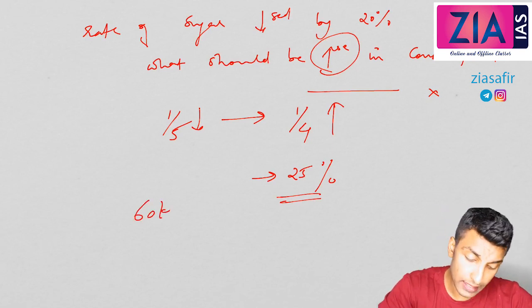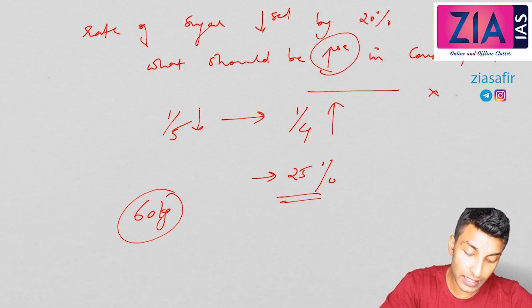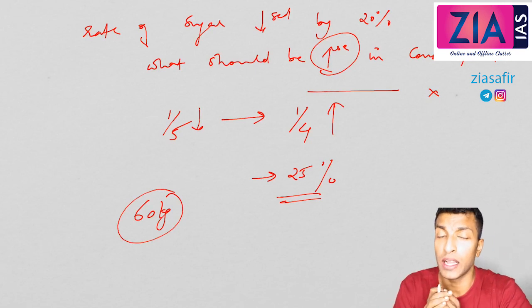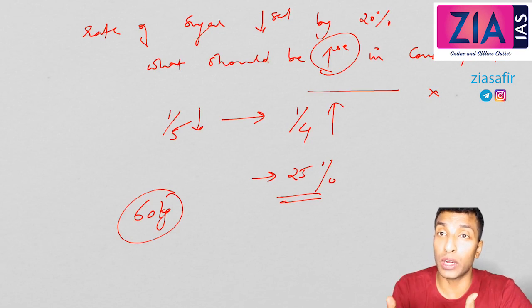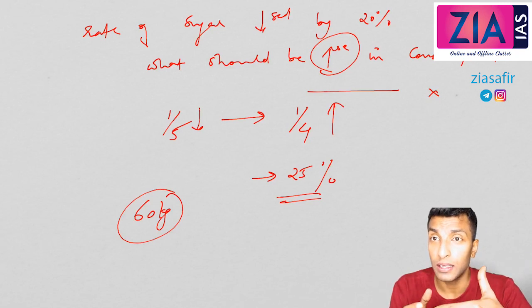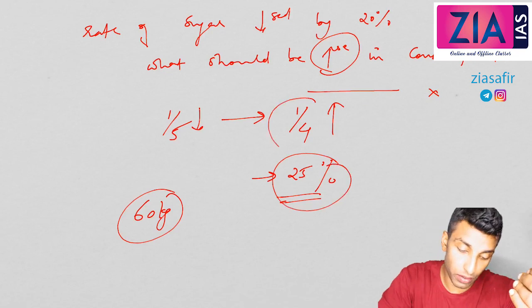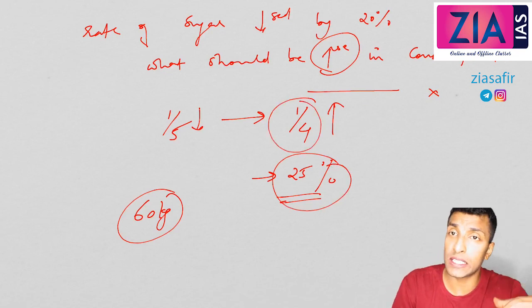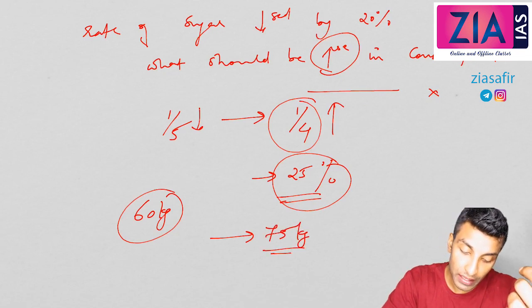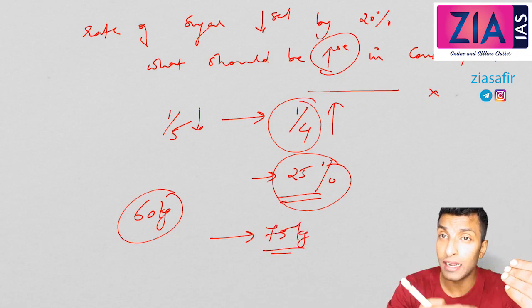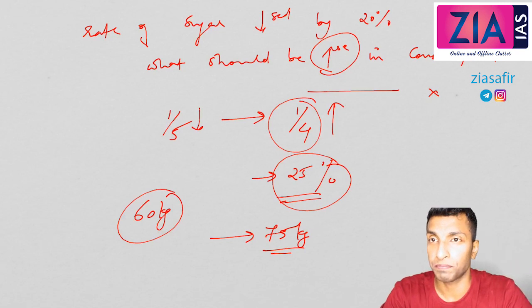Okay, so if somebody is saying 60 kilogram was the initial consumption, one more line is there. Suppose initially the consumption was 60 kilogram. Now what is the new consumption? I have told you 25% increase will be there. So what is 25% of 60? That is 15. Okay, 1 by 4 of 60 is 15. Add that 15, so the new consumption will be 75 kg. Since the rate is reduced, you increase the consumption.